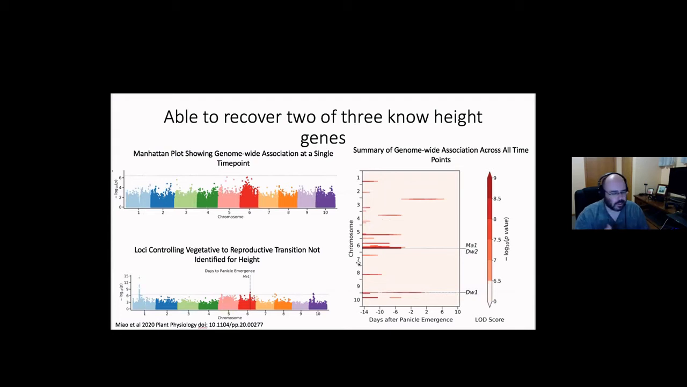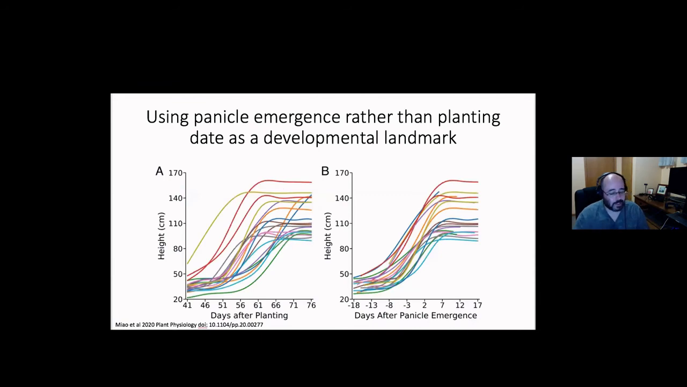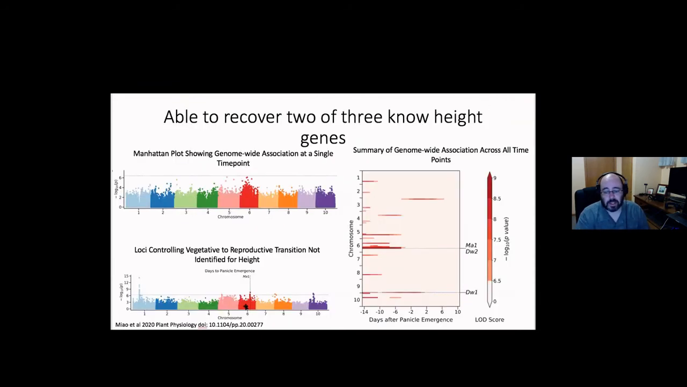We were also concerned that doing this alignment would introduce error produced by identifying genes controlling the timing of reproductive development. Something that flowers later will probably be taller than something that flowers earlier, but we did not see significant overlap between the genes controlling timing of flowering and inflorescence development. However, we're still identifying only 2 of the 3.